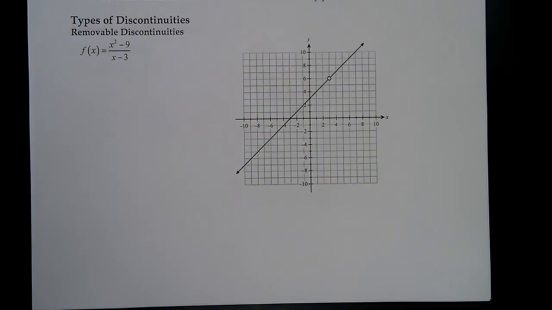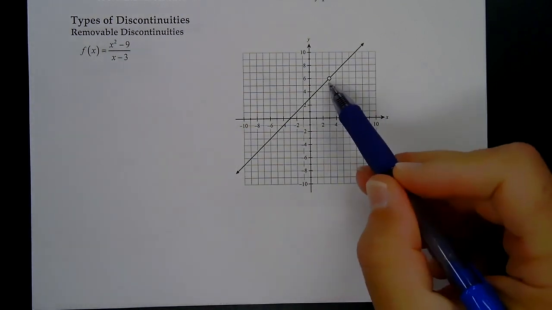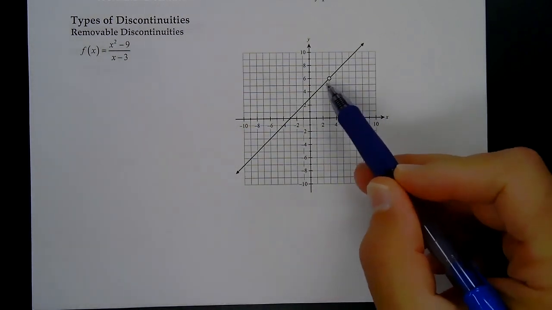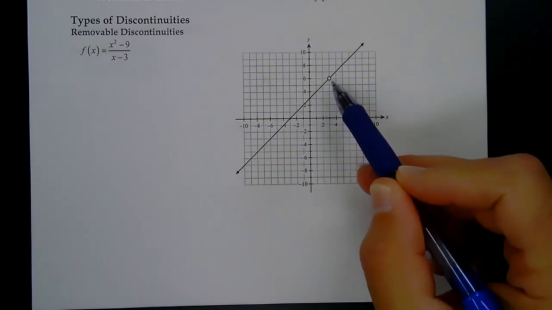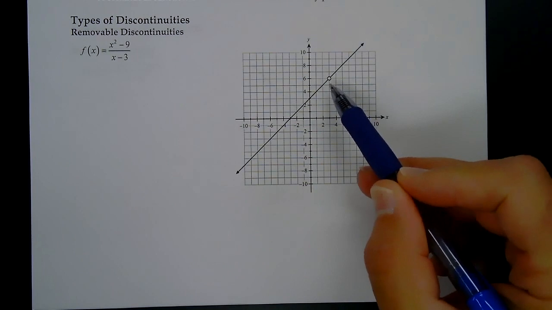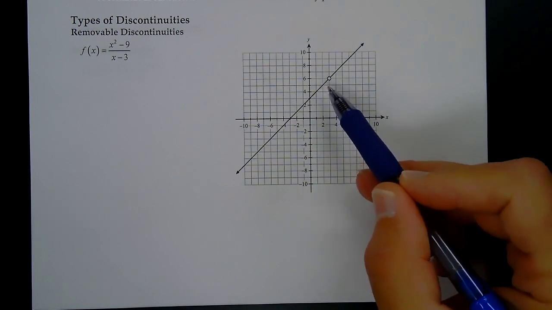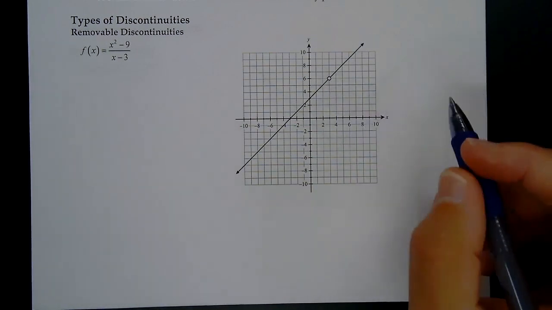So the next thing we're going to talk about is the different types of discontinuities. So it's not going to be continuous. So there's a break. This hole right here is actually a break in the graph. So there's a discontinuity there. And this one, I'm going to tell you right now, holes like this are always called removable discontinuities.